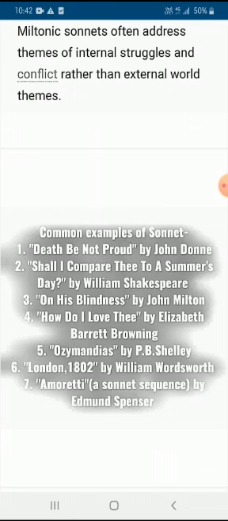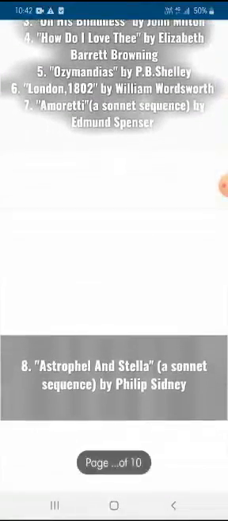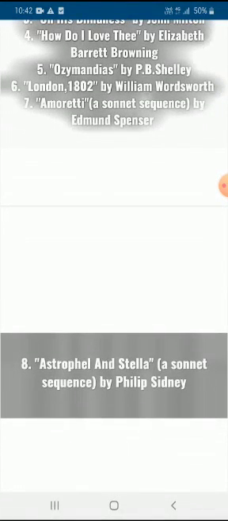Number 5, Ozymandias by P.B. Shelley. Number 6, London, 1802 by William Wordsworth. Number 7, Amoretti, a sonnet sequence by Edmund Spenser. Number 8, Astrophel and Stella, a sonnet sequence by Philip Sidney.